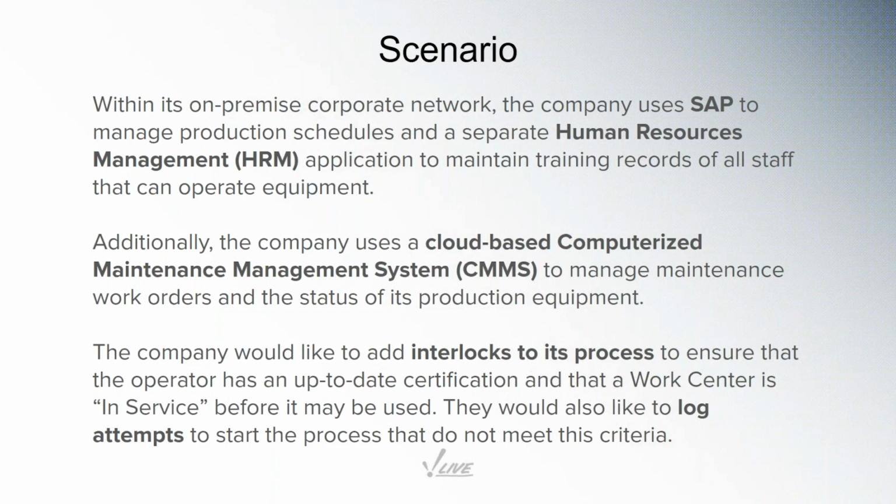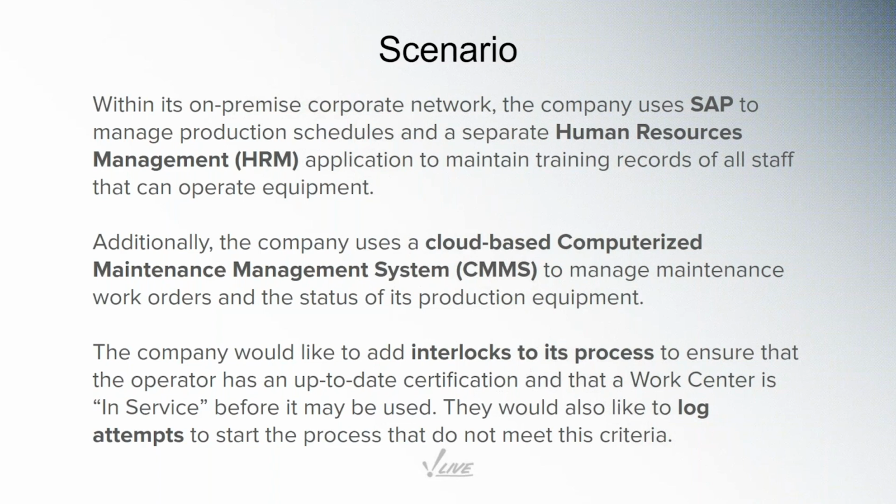Then in addition to that, they have this other system. It's hosted in the cloud, and it's a CMMS system. And this is where they manage their maintenance work orders. They manage the status of their production equipment. So that's this other system. It's not part of their network. It's out there in the cloud. And this is some of the data that they'd want to pull together.